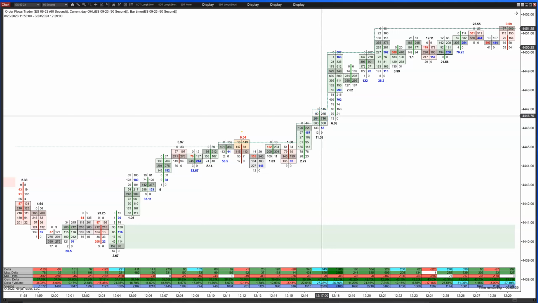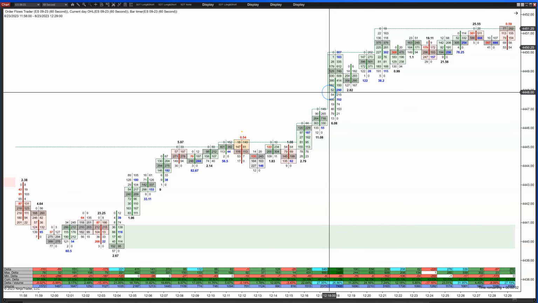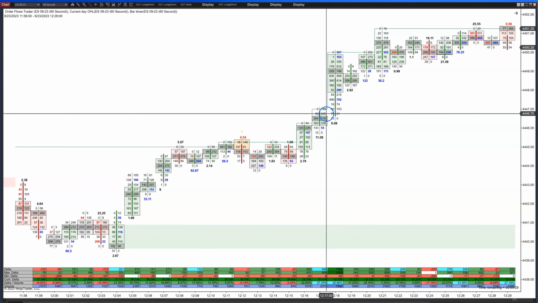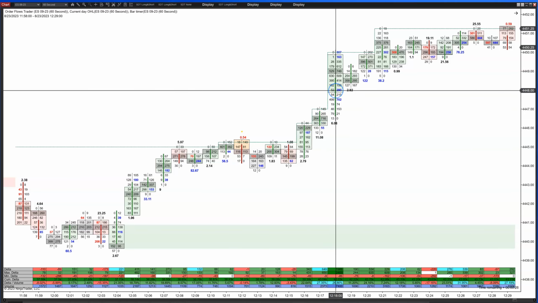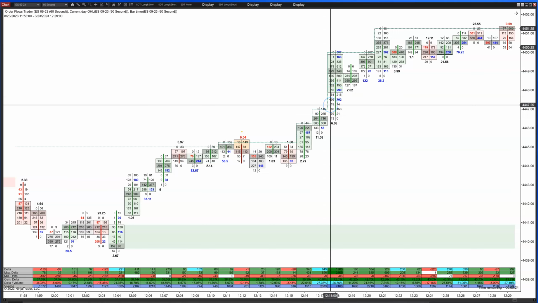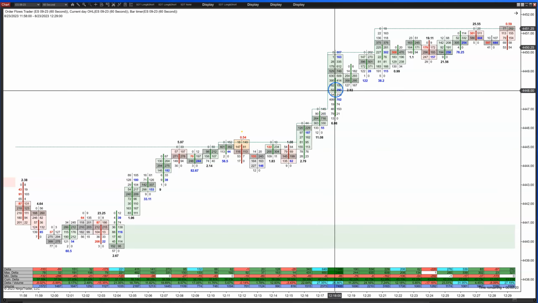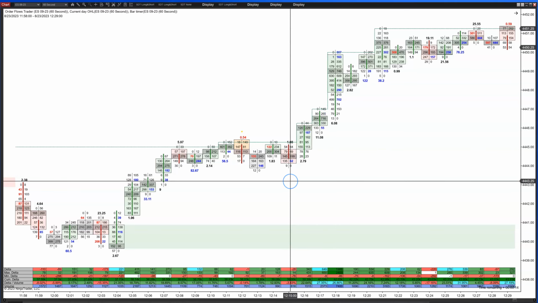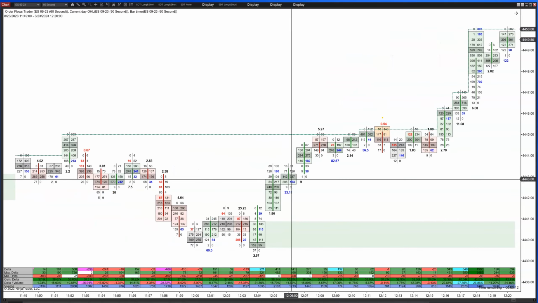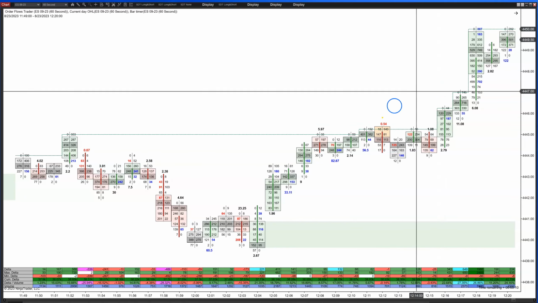For example, this is a value area gap from 44.46 and 3/4 up to 44.48. That's the value area low of this bar and the value area high of this bar. That's your gap. The ICT guys' gap is 47 up to 48. So it's slightly different, but this is based on volume as opposed to just price action.